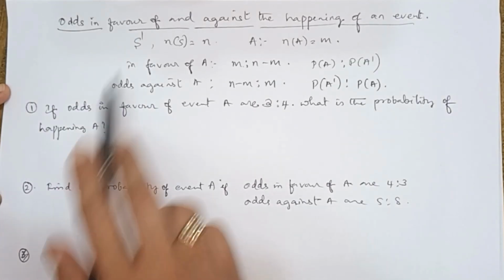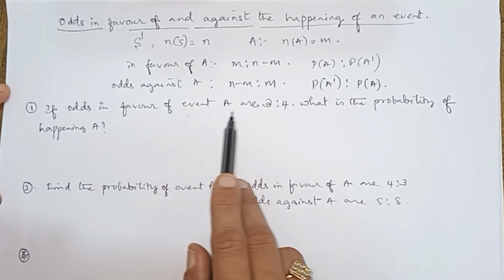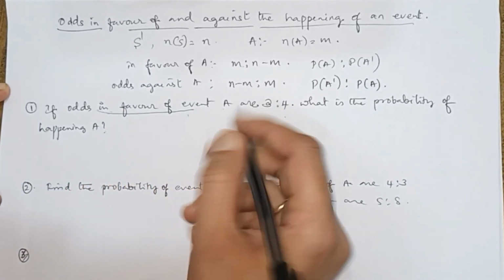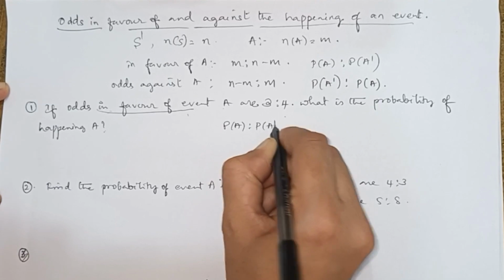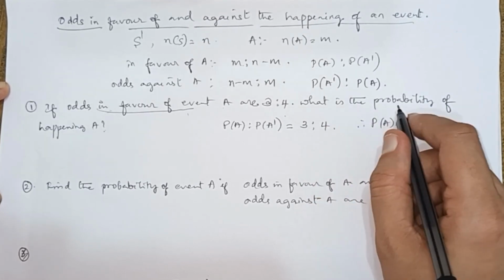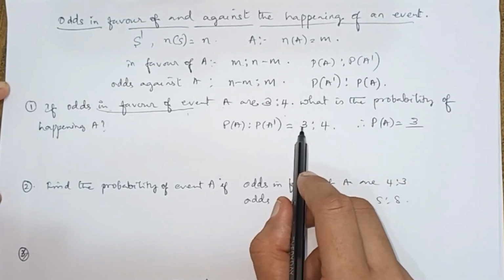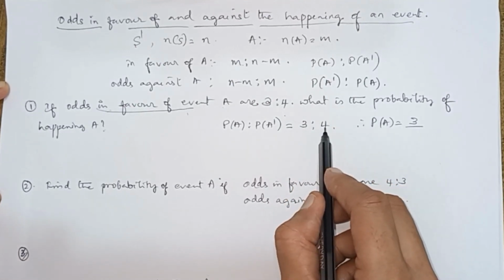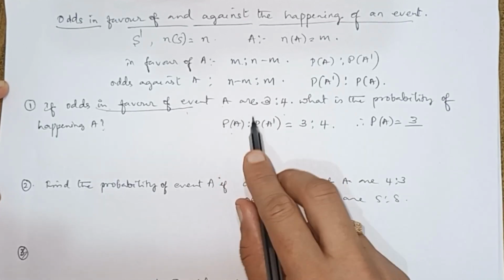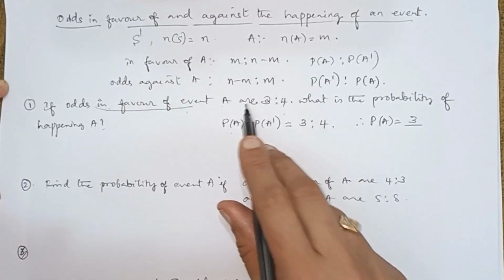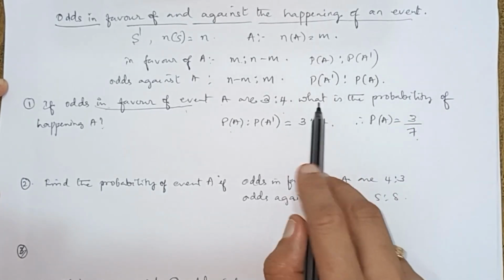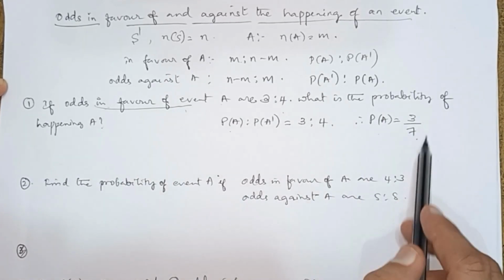Now, some problems related to this concept. If odds in favor of event A are 3 is to 4, what is the probability of happening of A? So it is given P of A is to P of A dash is equal to 3 is to 4. Therefore, P of A equals the total outcomes favorable, 3, divided by the total number of outcomes, which is 3 plus 4, because if A occurs, A dash will not occur, and if A dash occurs, A will not occur. These are mutually exclusive and exhaustive, hence the total number of elements in the sample space is obtained by adding. So it is 7, P of A equal to 3 by 7.